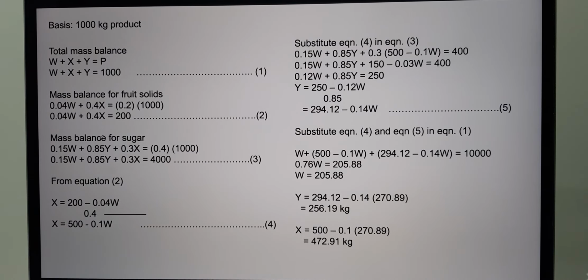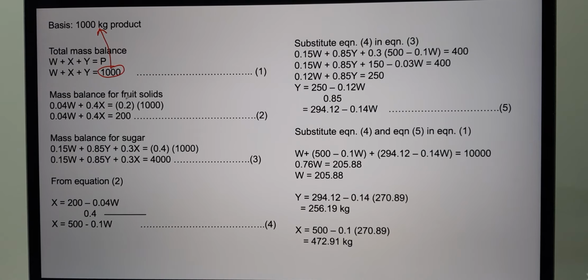So, the first thing first, you need to write down the total mass balance. Total mass balance is whereby all the inlets, we have W, X, and Y equals to 1000. Where does this 1000 come from? This one. We want to achieve 1000 kg of product.